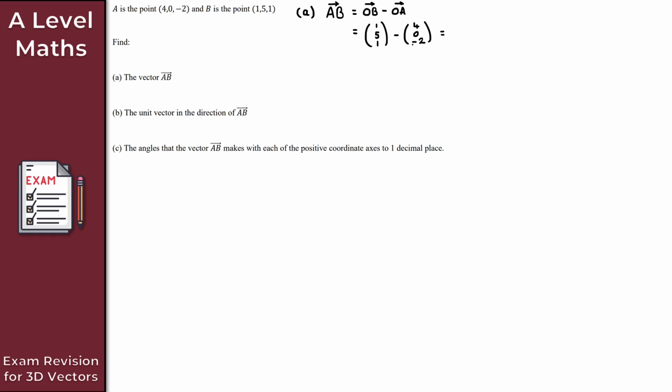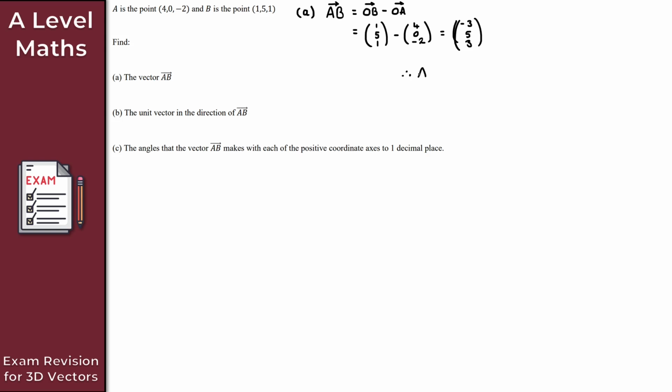And if we evaluate this here then, 1 minus 4 is minus 3. 5 minus 0 is just 5. And then finally 1 minus minus 2 gives us 3. Okay, so we get minus 3, 5, and 3 there. Okay, like so. So this here then is the vector AB.